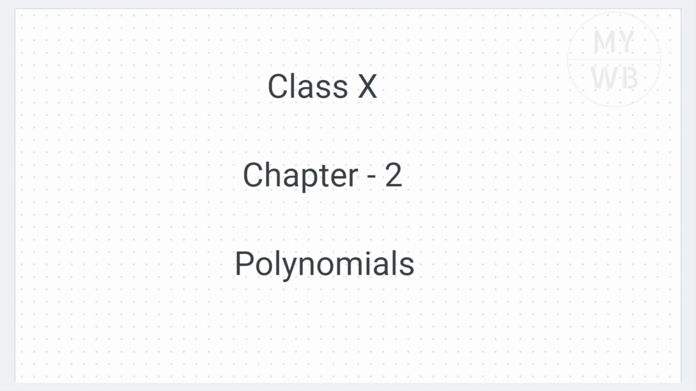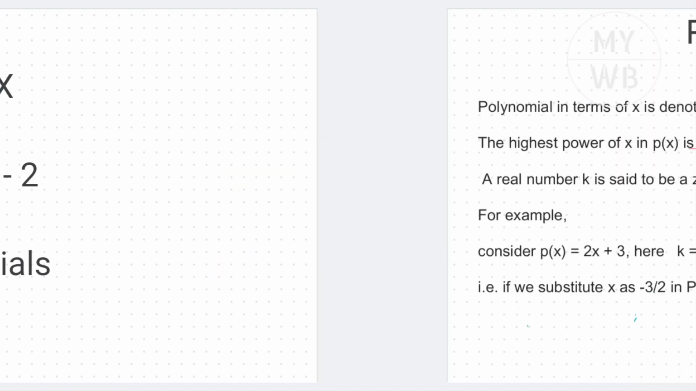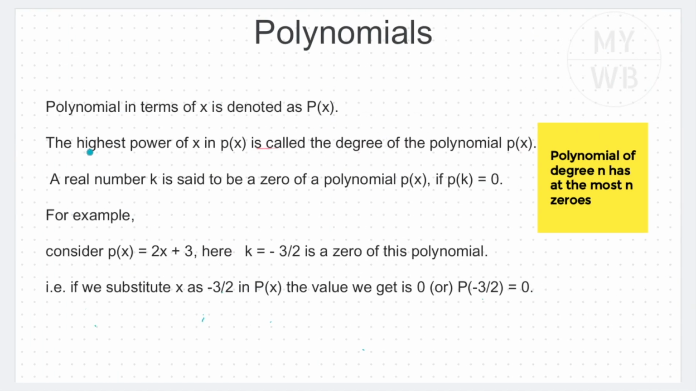In this video, let's revise Chapter 2 Polynomials. Polynomial in terms of x is denoted as p of x. The highest power of x in p of x is called the degree of the polynomial p of x. Let's learn what is a zero of a polynomial.